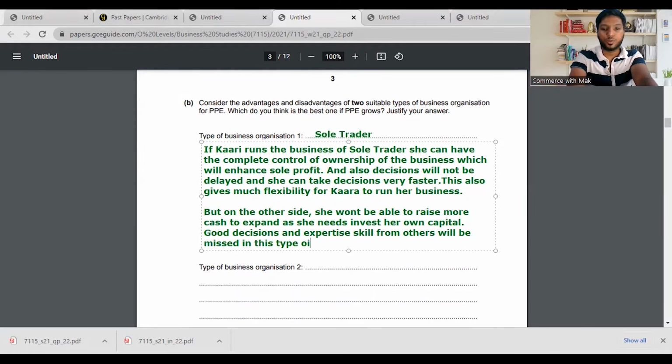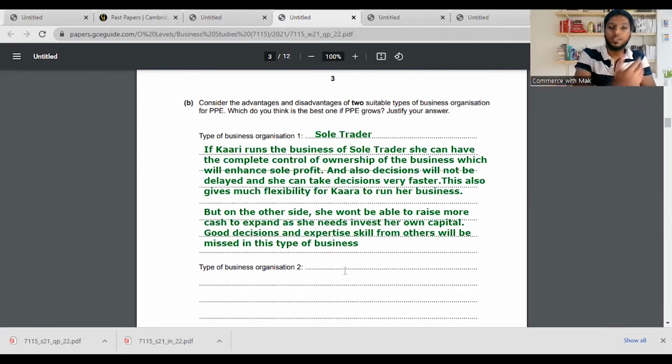So actually I have scored almost 6 marks here. I'll explain what ways I have scored on the first part. You can see here, first, sole trader is the ideology. So giving the ideology, I mean giving the exact point, you get 1 mark. If Kari runs the business as a sole trader, she can have the complete control of ownership of the business, which will enhance sole profit. So it's another point, so 2 marks I have received. And also decisions will not be delayed, and she can take decisions much faster. Another point, so I get 3 marks. This also gives much flexibility to Kara to run her business. So I got 4 marks just by writing.